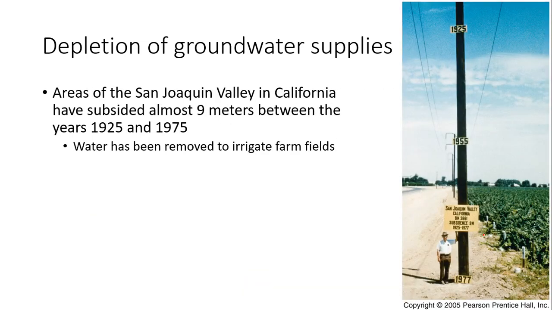Here's an example of land subsidence. The picture here on this telephone pole represents how much the land has moved. So in areas of San Joaquin Valley in California, just over the Grapevine, land has subsided almost 9 meters between 1925 and 1975. And this has a lot to do with irrigation of farm fields. If you've ever driven through the Bakersfield area in San Joaquin Valley, you see a lot of oil and gas, and you see a lot of agriculture. And so this has a huge impact on land subsidence over the decades and how much water we withdraw from the system.